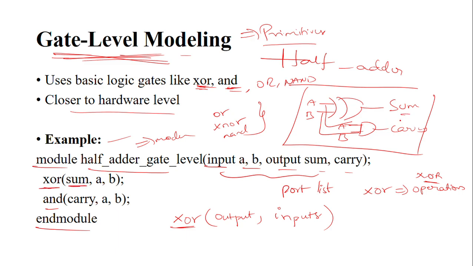So whatever the output is, we can represent here as sum. What are the inputs? A and B are the inputs. That's why for the XOR gate, what are the inputs? A and B are the inputs. So that's why you can represent A comma B.